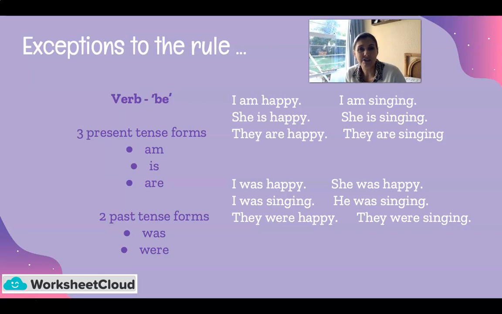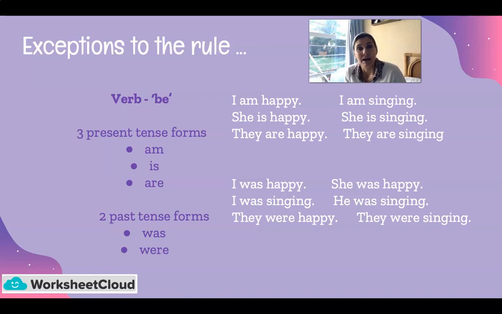So try and change it. Let's go, I is happy, I are happy. Does it sound correct? No. But sometimes when we write, we're not looking at our tenses in the paragraph. And remember, you've got to keep the tense the same in one paragraph. And then we've got I was happy, she was happy. I was singing, he was singing. They were happy, they were singing. You're not going to say they was singing.